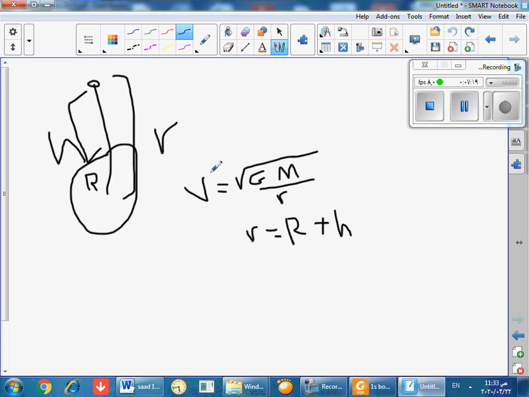So the orbital velocity of a satellite, or the velocity of a satellite which revolves around the Earth, depends on G, which is a constant, the mass of the Earth, and the distance between the center of the Earth and the satellite, or the height of the satellite from the surface of the Earth. As the mass of the Earth or the planet increases, orbital velocity increases. And as the distance between the center of the Earth and the satellite decreases, orbital velocity increases.